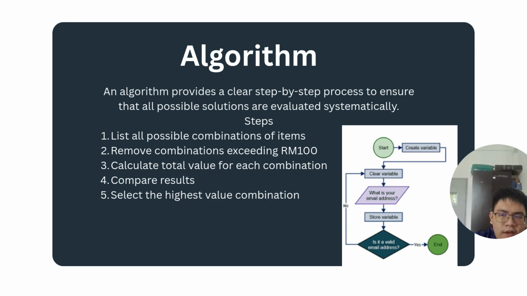An algorithm provides a clear step-by-step process to ensure that all possible solutions are evaluated systematically. I design an algorithm to solve the problem step by step. First, I list all possible combinations of items. Second, I remove combinations that exceed the budget of 100 ringgit. Third, I calculate the total value for each remaining combination. Then I compare all the results. Finally, I select the combination with the highest value.